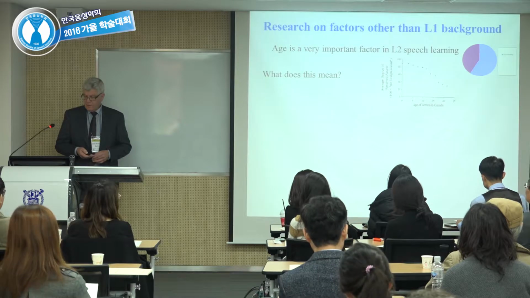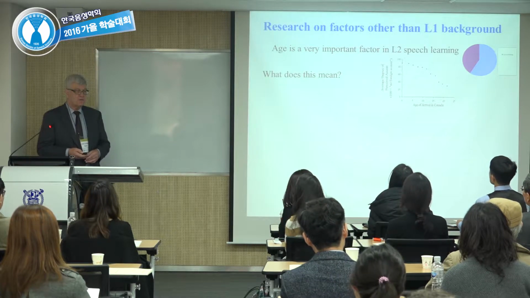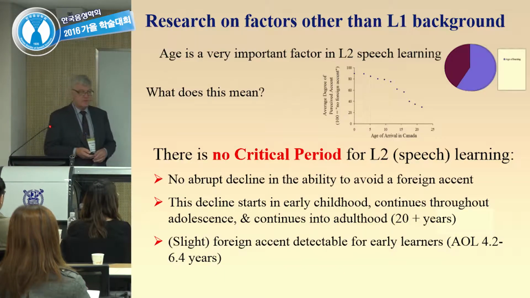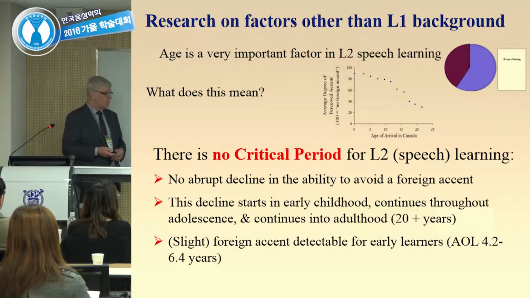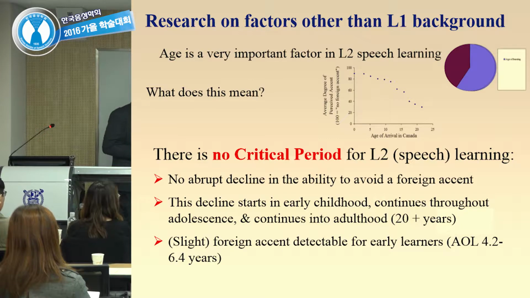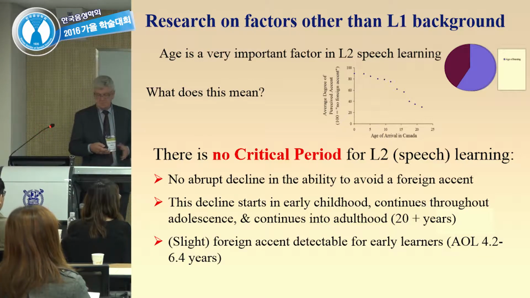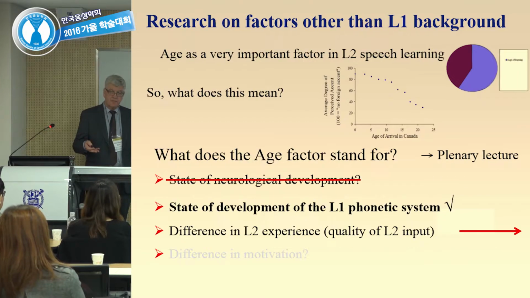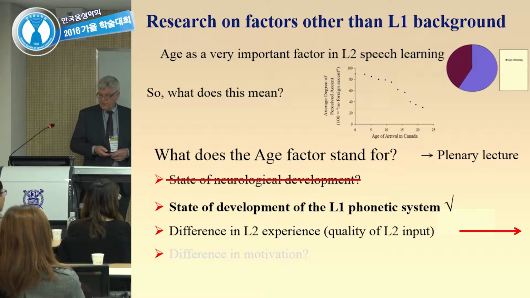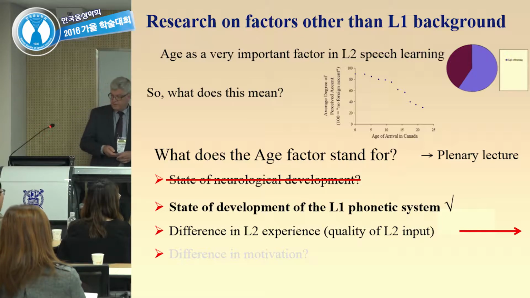Right? Okay, so what does this mean? What does this strong negative correlation mean? It means, first of all, that there is no critical period for second language speech learning. There is no abrupt decline in the ability to avoid a foreign accent, and this decline starts in early childhood and continues way beyond puberty. There are studies which have shown that this continues into the 4th decade of life. A slight foreign accent is already detectable for early learners, roughly at 4 years of age. It's detectable, but it's not very strong. Okay? And what the age factor stands for, well, there was the plenary lecture.